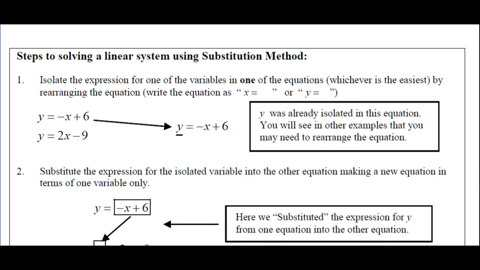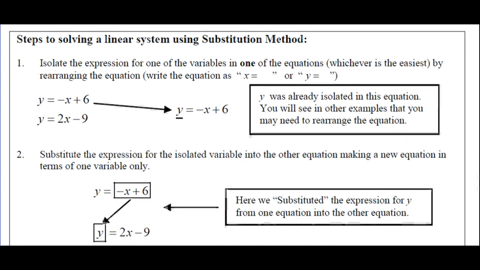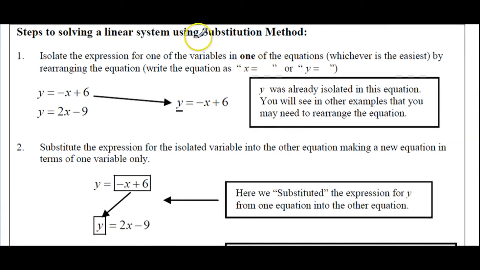Alright, here are the steps. We need to isolate the expression for one of the variables in one of the equations, whichever is easiest, by rearranging the equation. So we're going to write the equation as either x equals or y equals. Now in this case, the y is already isolated, but in other examples you may need to rearrange the equation. And hint, what you're looking for is a leading coefficient of 1.